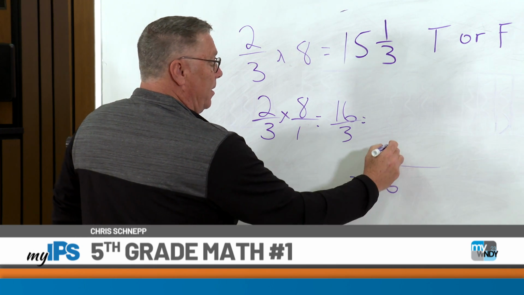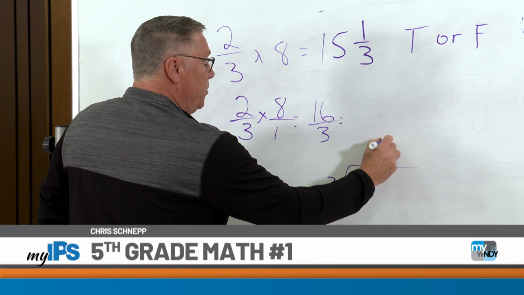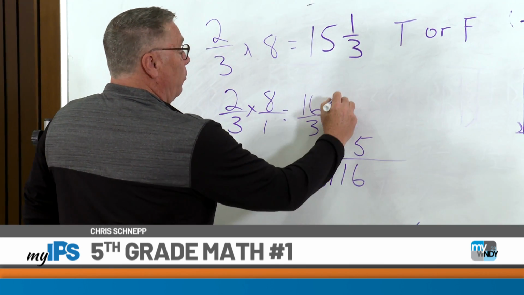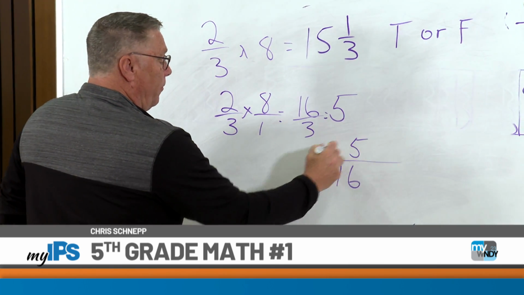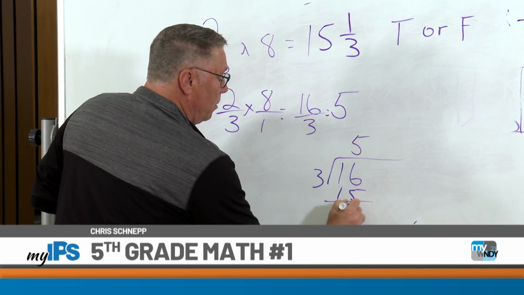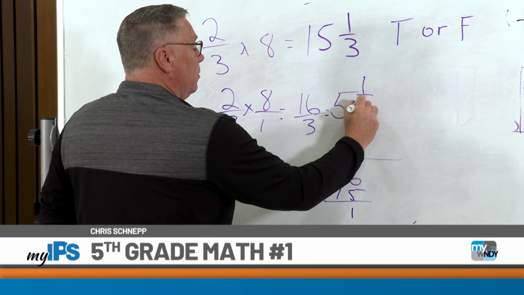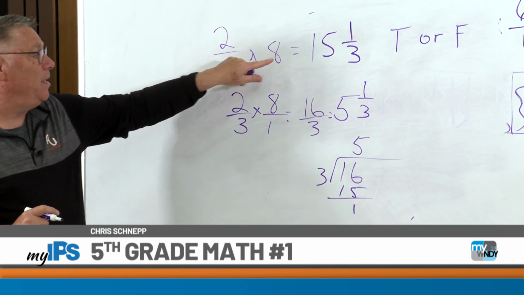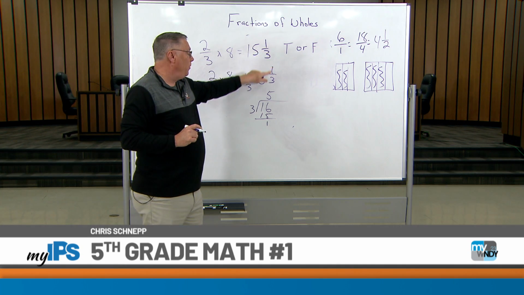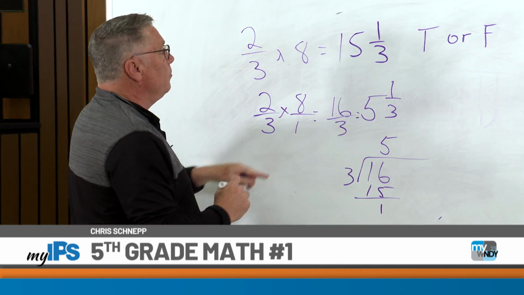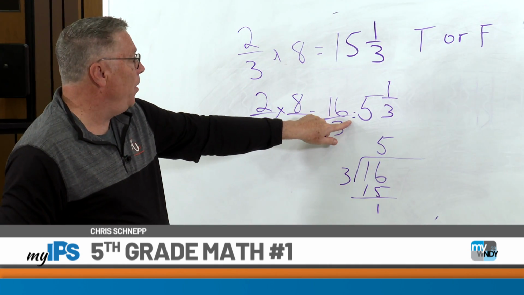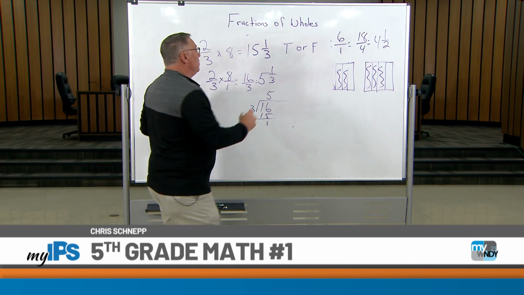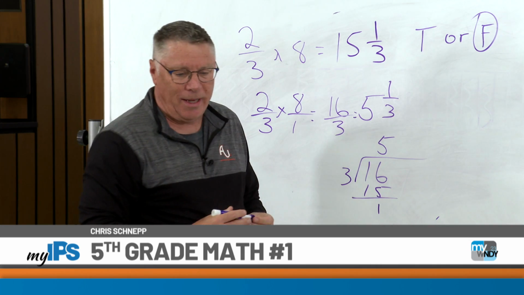3 goes into 16 5 times. So we put our 5 here. 5 times 3 is 15. The 1 is our numerator, and there's our denominator. So does 2/3 times 8 equal 15/3? True or false? The answer is false, because it's actually 5/3, not 15/3. So you would just circle that.